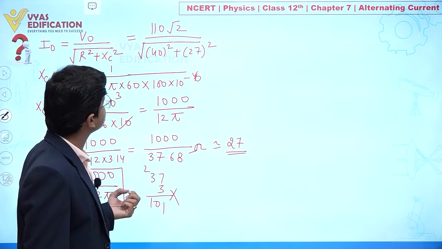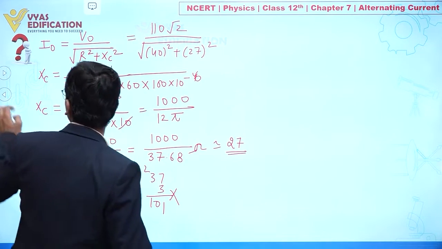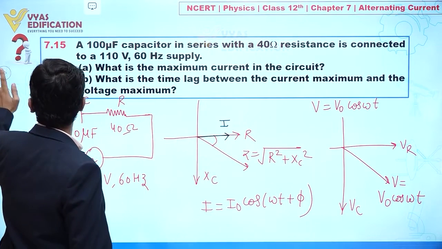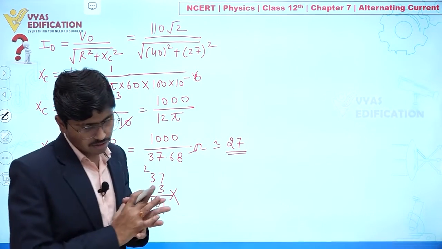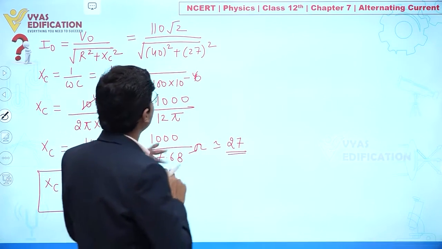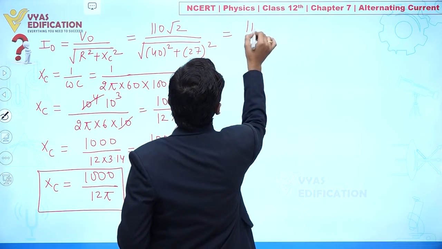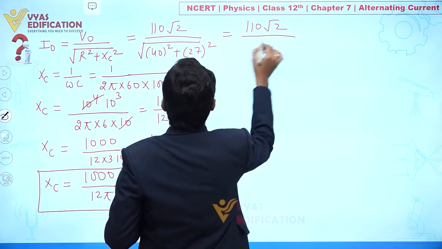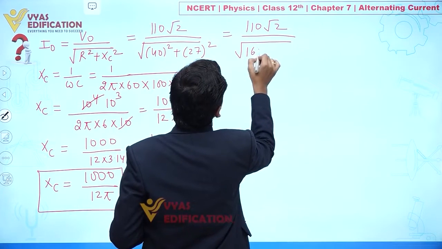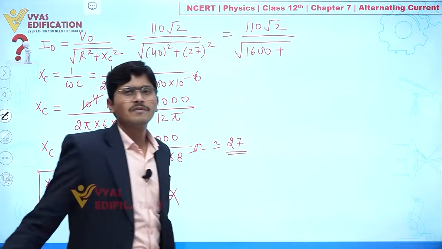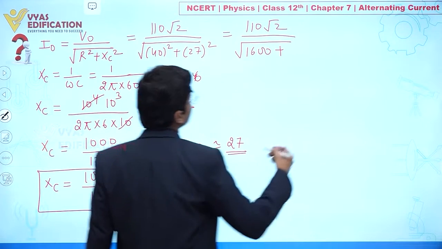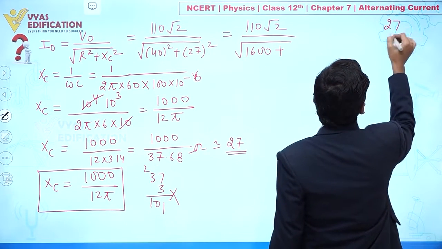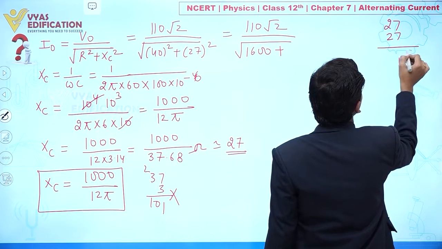This is 27. Clear? And what about the value of R? Yes, that is 40. Clear? So we are getting this value. Now, can we write it like this? This one upon under root of 1600 plus the square of 27. Directly, if you are finding 27 square, I can say that is 49.